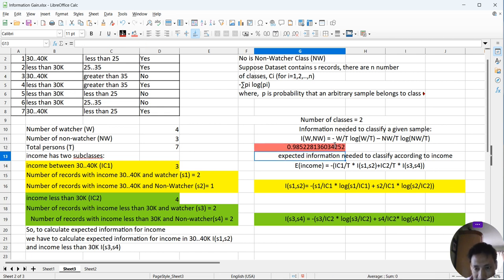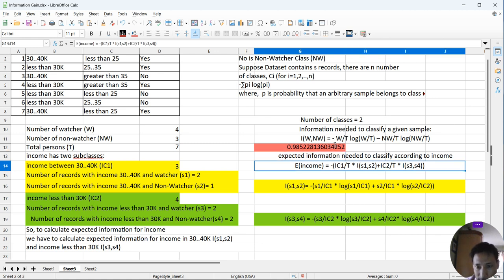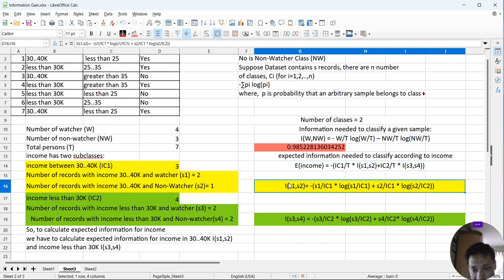Now we have to calculate the expected information needed to classify according to income, so we have to calculate this thing. I've already mentioned that income has 2 categories, so we have to calculate entropy for these subcategories. The first category is income between 30,000 and 40,000. For this, this is the formula.